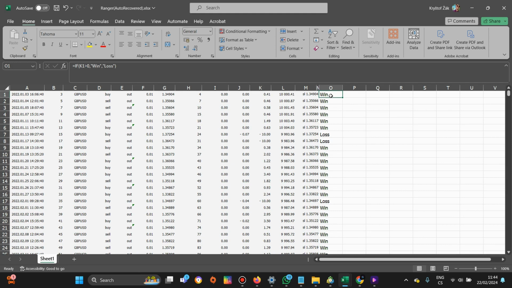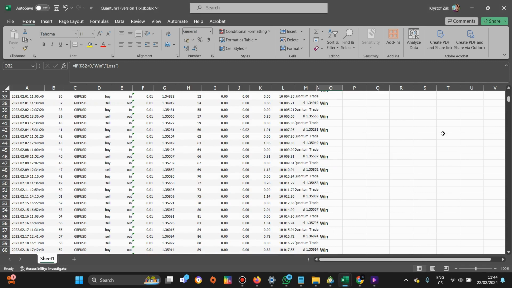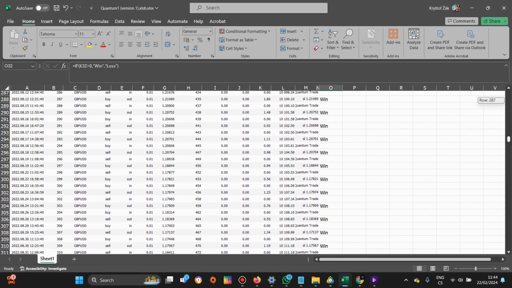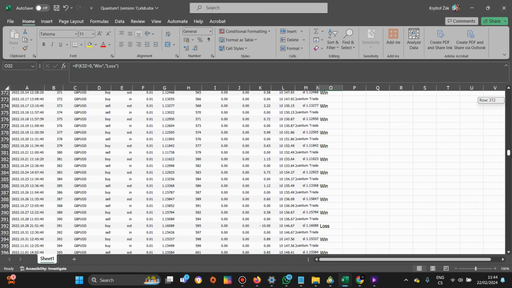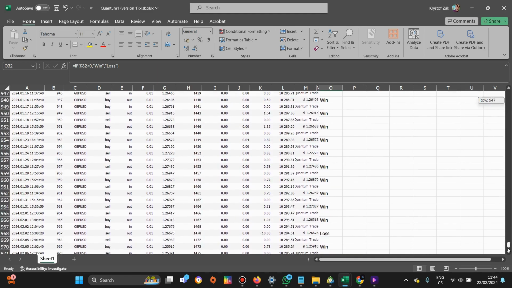Where it was winning, I assigned a win value to it, and when there was a losing position I assigned a loss value to it. And yeah, this is something I can work with. If I go back here, you can see there's a lot of data to work with. So it's not like I am cherry picking 50 positions, there's a lot of data.